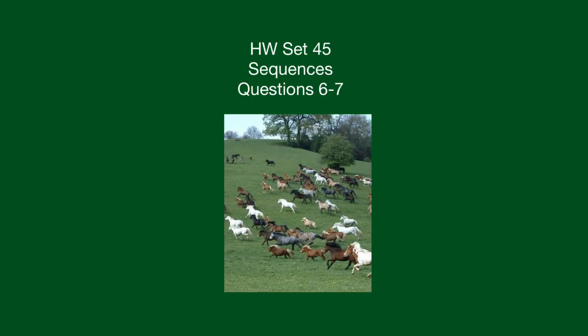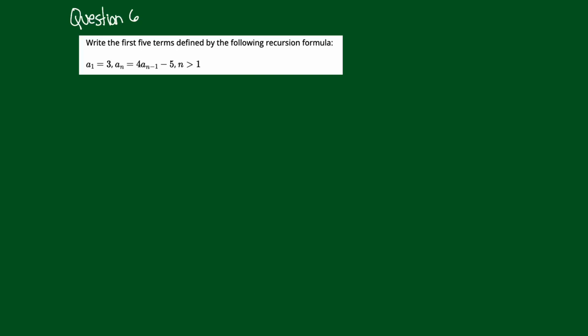This is homework set 45 on sequences, questions number 6 and 7. Question 6 has us working with what is called a recursion formula. And a recursion formula is a formula that produces one term from the one just before it. So let's write down what we have here.